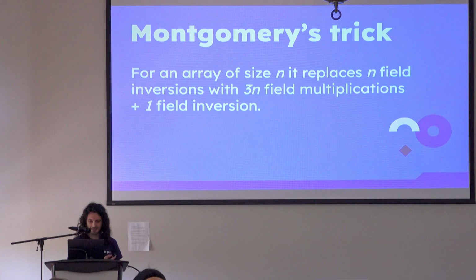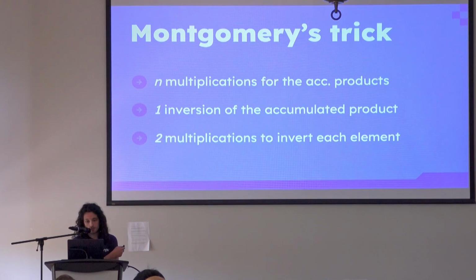So yeah. What we did is, for an array of size n, we replaced n field inversions with 3n field multiplications and only 1 field inversion. I don't have the data of how many multiplications are needed for the field inversion, but I can tell you this is a fair trade. Like, we like this. This is perfect. So we need n multiplications to build the accumulated products, or the partial products. Then we need to invert the final one, and then we need 2 multiplications to compute each element we want to invert.